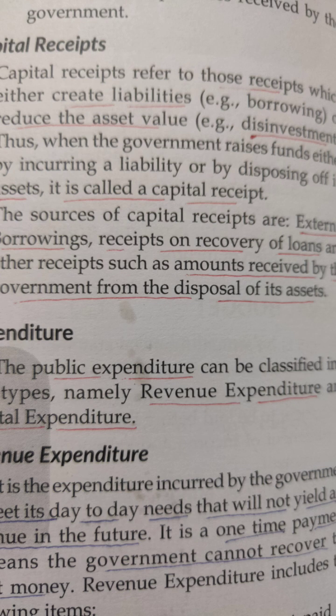Key difference between capital and revenue receipts. To make it easy: capital receipts create a liability, e.g. loans, or reduce assets. Example, borrowing money or selling assets. Revenue receipts do not create liability or reduce assets. Example, taxes or income from government services.